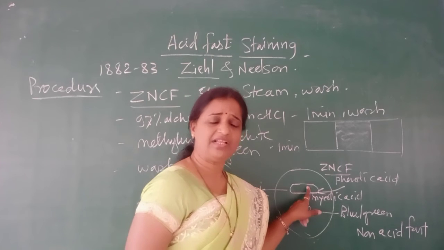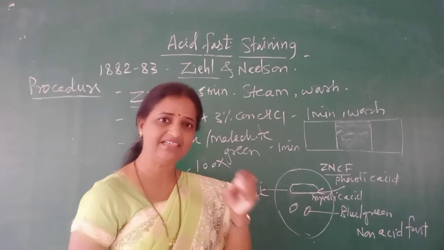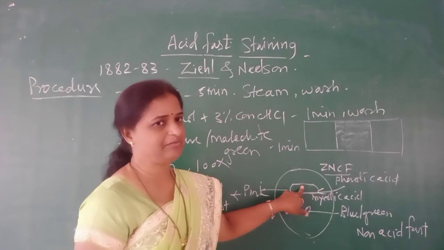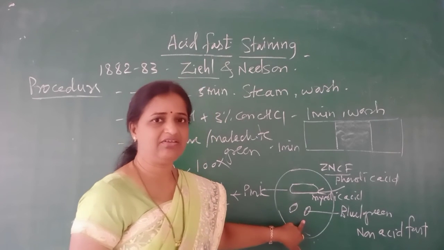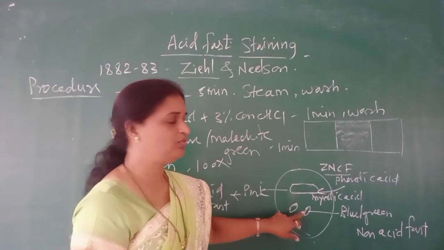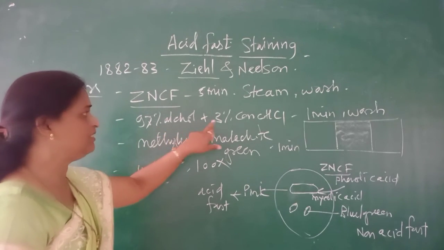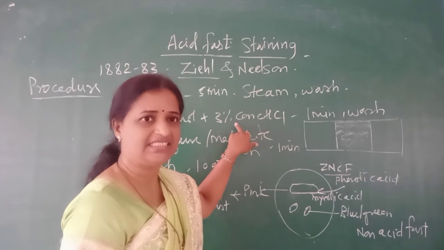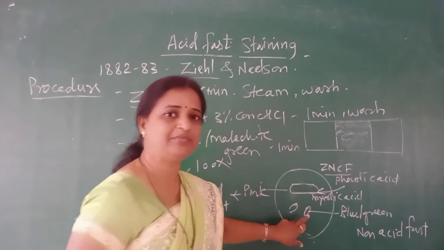At the same time, you are applying steam. Because of the steam, this wax melts, and the ZnCF can easily enter into the acid fast bacteria. During the first step, the non-acid fast bacteria also take the color of ZnCF. Now what happens during the second step? You are applying strong acid alcohol as a decolorizing agent. When you apply it, your non-acid fast bacteria become colorless.